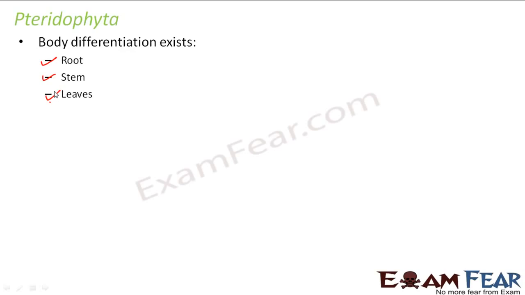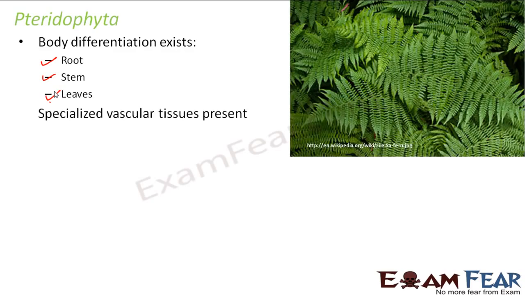In bryophytes there were no specialized vascular tissues, but in pteridophytes we have the specialized vascular tissues. What are the vascular tissues? Xylem and phloem, which help in conduction of water and minerals throughout the plant body. So when I say vascular tissues, I am referring to xylem and phloem. We have spoken about xylem and phloem in detail in class 9th.